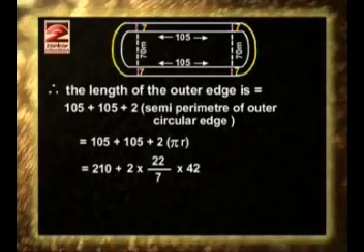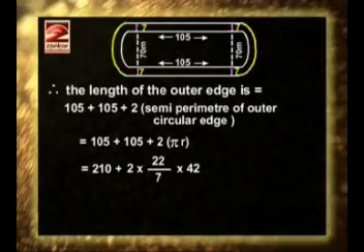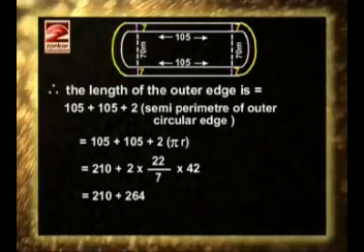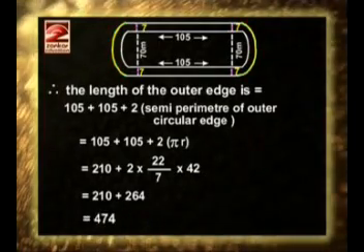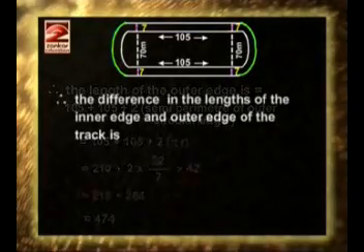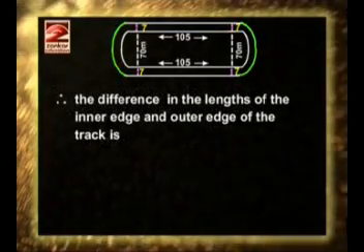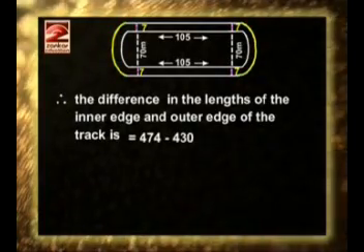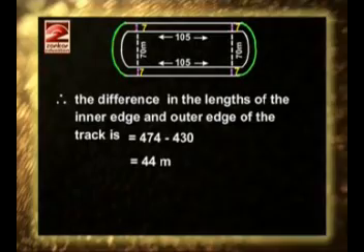That is equal to 210 plus 2 into 22 upon 7 into 42. That is equal to 210 plus 264. That is equal to 474. And therefore, the difference in the lengths of the inner edge and outer edge of the track is equal to 474 minus 430, that is equal to 44 meters.